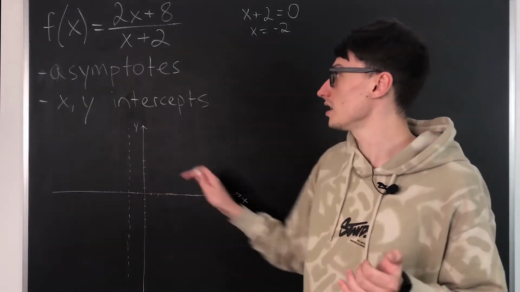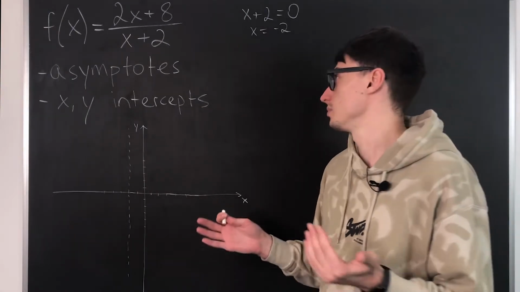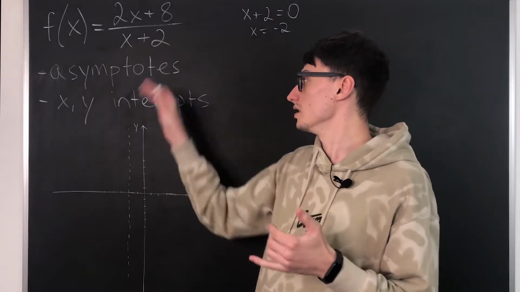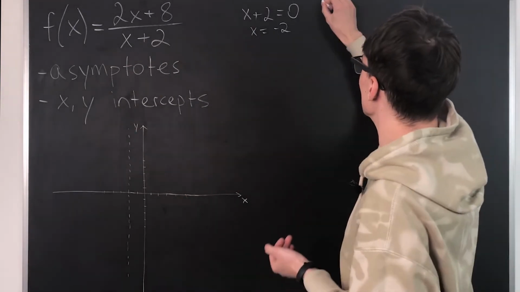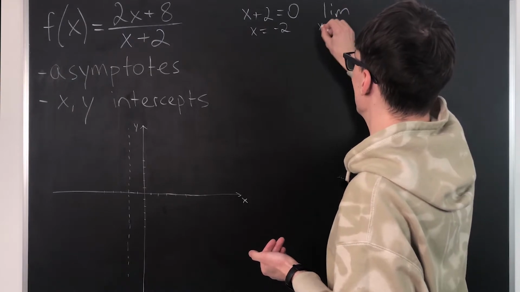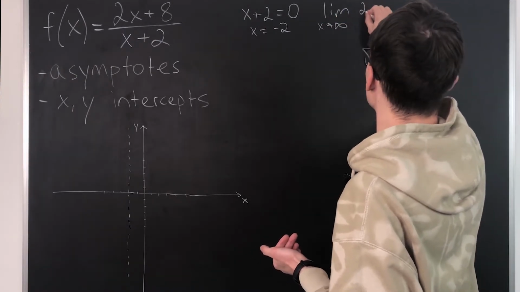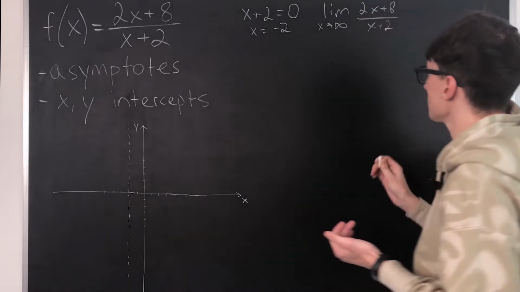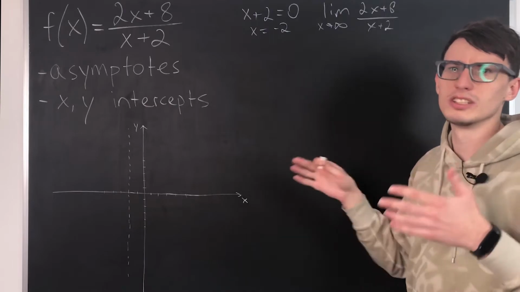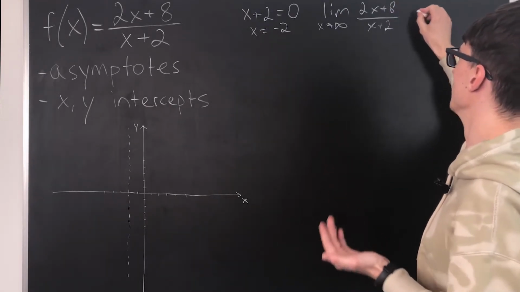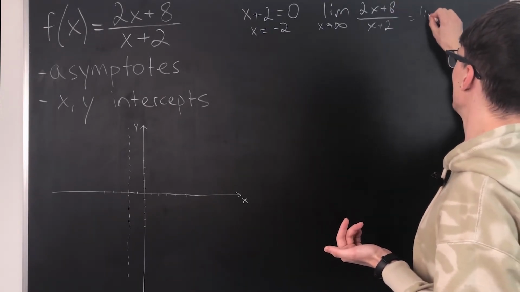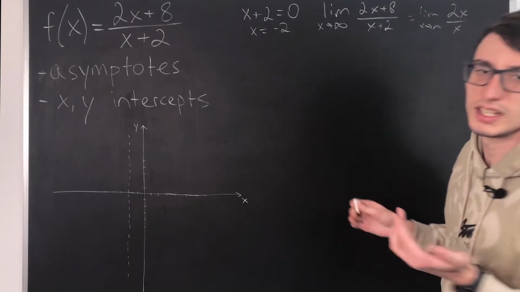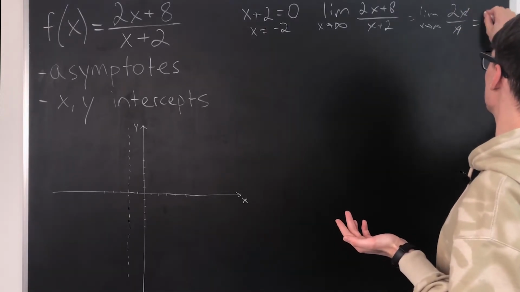Now for the horizontal asymptote. Well, a horizontal asymptote is when x goes off to infinity, what is the y value? So let's check that. We do that by doing the limit of x going to infinity of 2x plus 8 over x plus 2. And when x gets really big, we don't really care about the 8 and the 2. So really this is the same as the limit as x goes to infinity of 2x over x. And then we can simplify the x's and we just get 2.